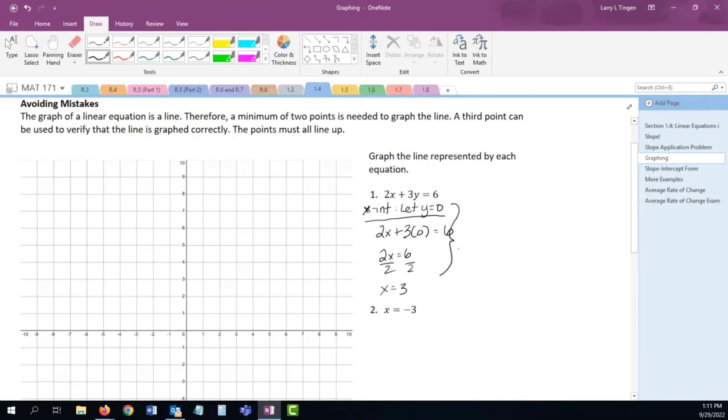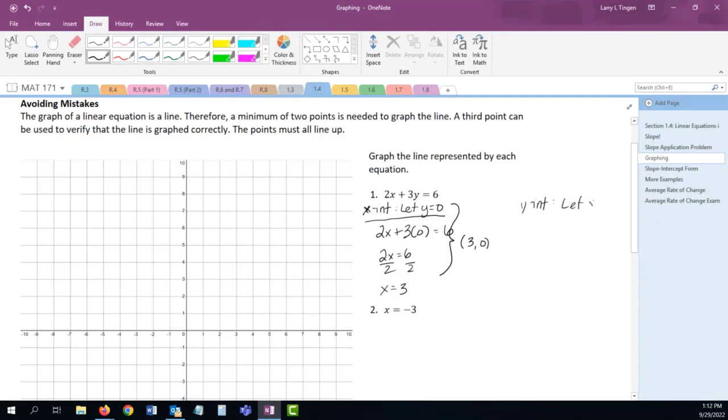And now I know that I have the point. y was 0, x is 3. So this is the point (3, 0). Okay. Everybody good with that? That was my x-intercept. And now I'm going to go after my y-intercept.